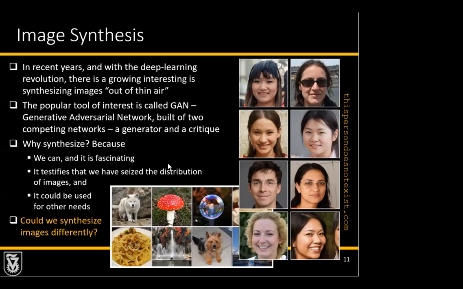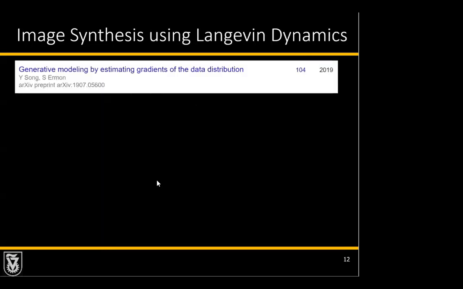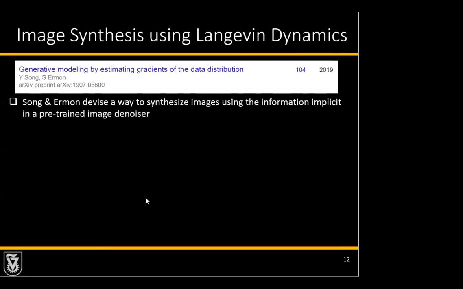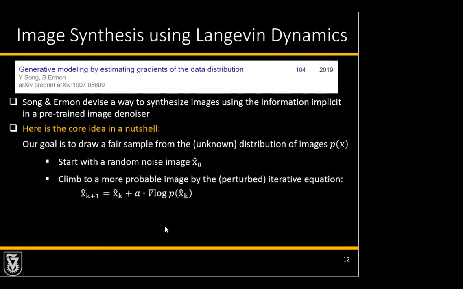Now, the question here is, could we synthesize images differently? Can we synthesize images without GANs? So this paper says yes. They devised a way to synthesize images using only a pre-trained image denoiser, using the information in that denoiser. The core idea is something like this.